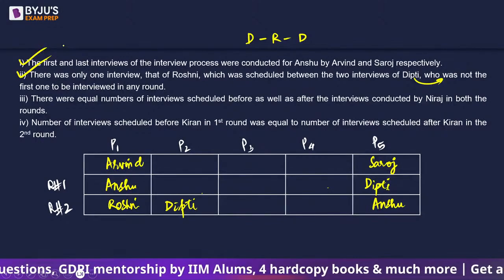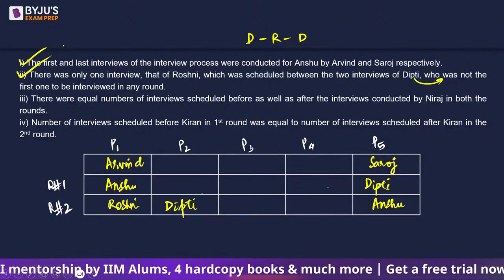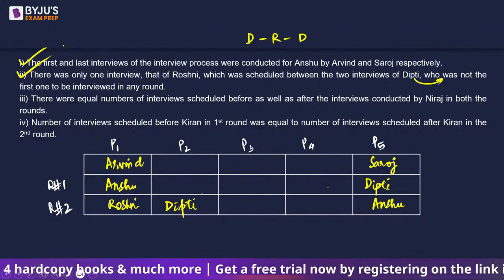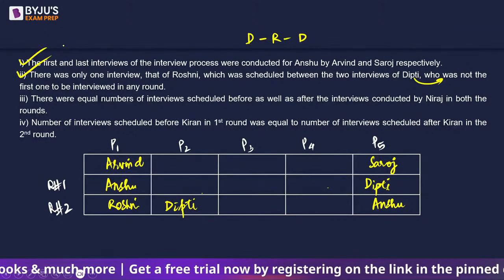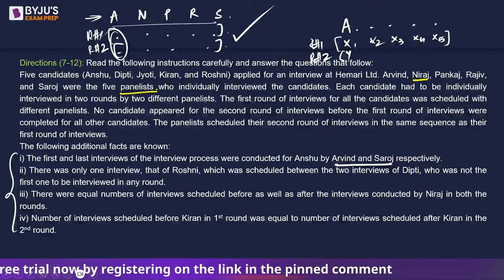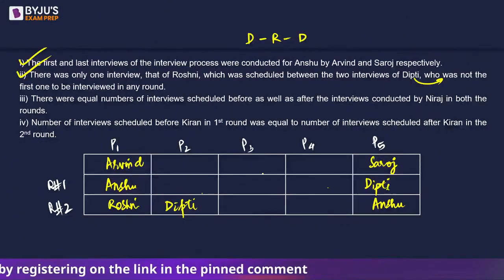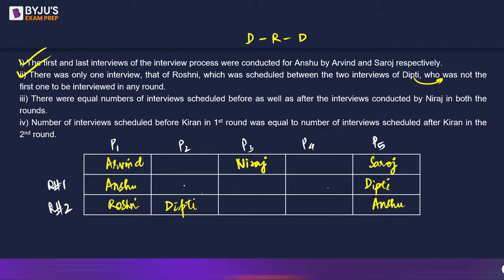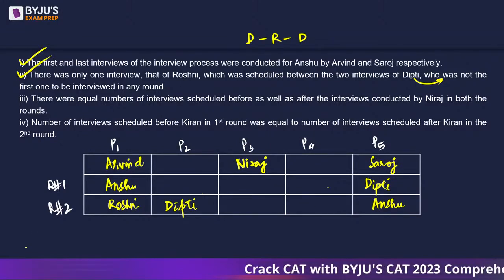Now, there were an equal number of interviews scheduled before as well as after the interviews conducted by Neeraj in both the rounds. So, Neeraj is the interviewer, isn't it? Right? He's the panelist. So, Neeraj से पहले जितने interviews हुए उतने ही बाद में हुए in the first round. So, can we be sure कि Neeraj is going to be at the center? So that in the first round, there are 2 interviews that happened before Neeraj's interview, and then 2 interviews after that. Second round, maybe this is true.